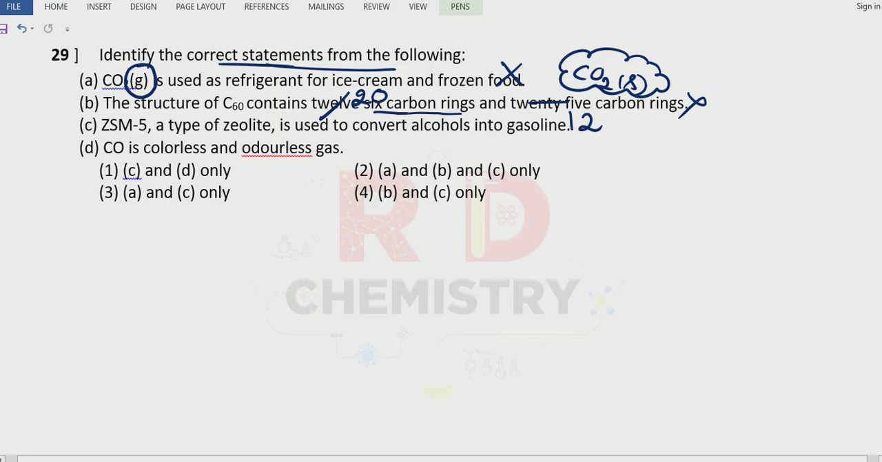Next one. Zeolite Sieve Molecular sieve 5, ZSM 5, a type of zeolite used to convert alcohol to gasoline, is a correct statement. Carbon monoxide is a colorless, odorless gas, that is also correct. That means only 2 options are correct. C and D are the correct answers. So the answer is A. Option number 1 is the answer.